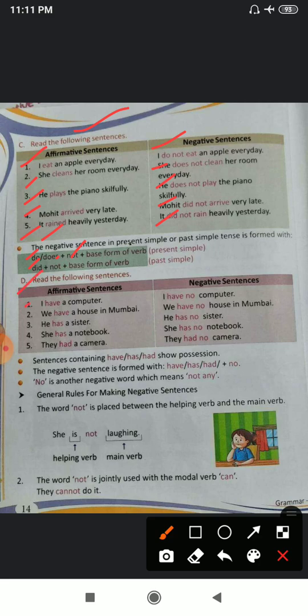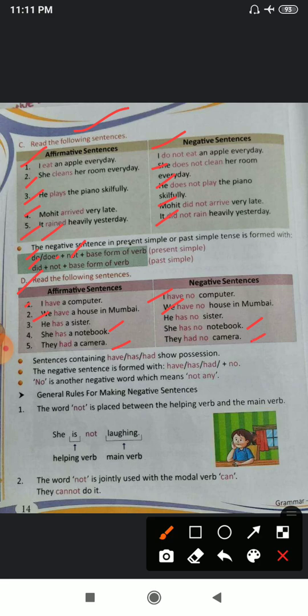Number 1, I have a computer. I have no computer. Number 2, we have a house in Mumbai. We have no house in Mumbai. Number 3, he has a sister. He has no sister. Number 4, she has a notebook. She has no notebook. Number 5, they had a camera.